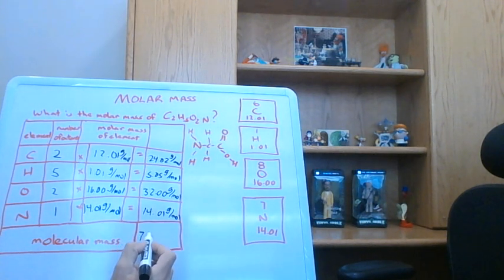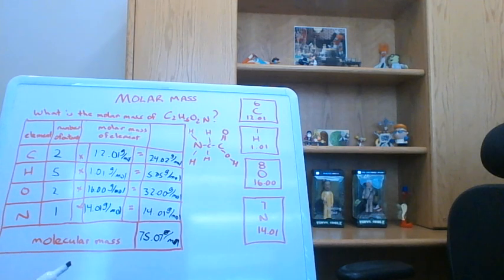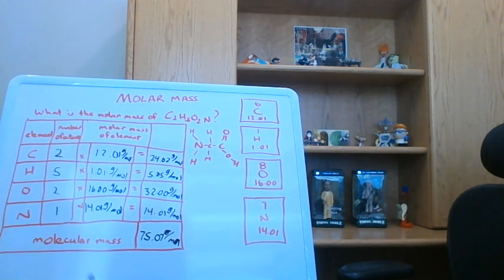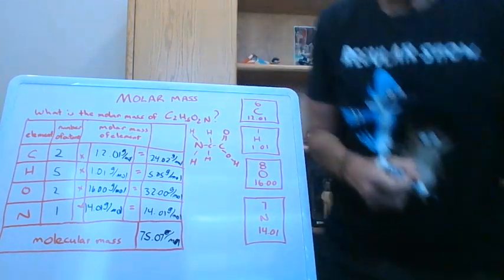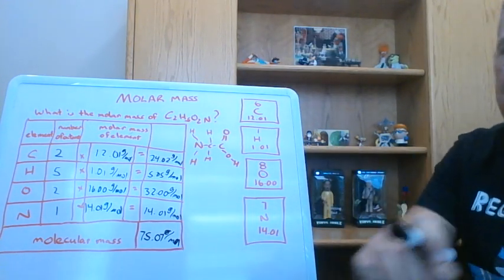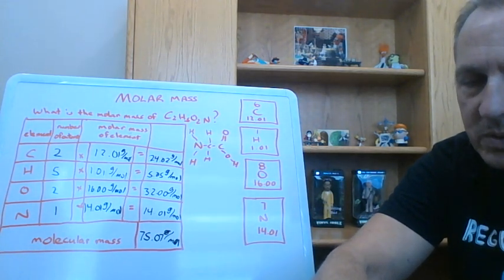Then we just add these things all together and it gives us the total mass of the molecule, 75.07 grams per mole. So 1 mole of this molecule would weigh 75.07 grams, and if we had 75.07 grams of this molecule, we'd have 1 mole of that molecule. So then we could use that conversion factor with our mole map to convert grams to molecules, or grams to moles, and moles to molecules.